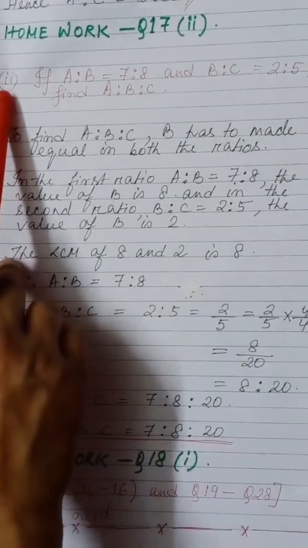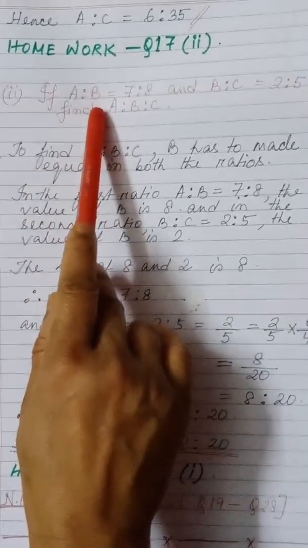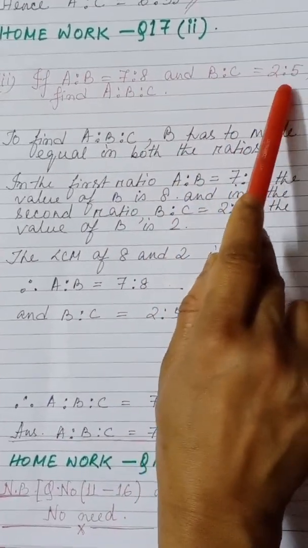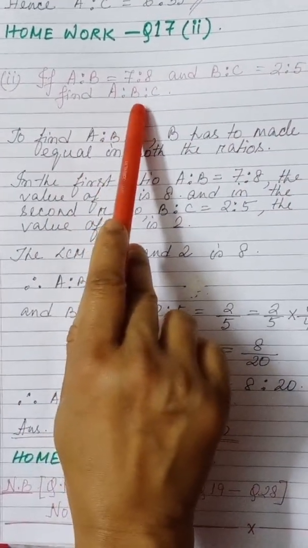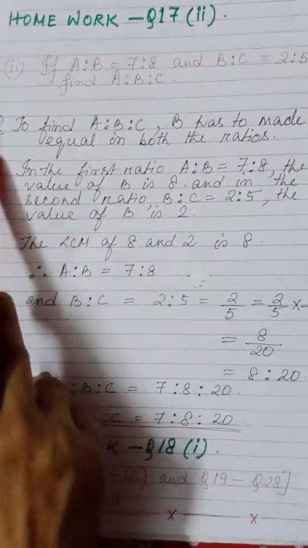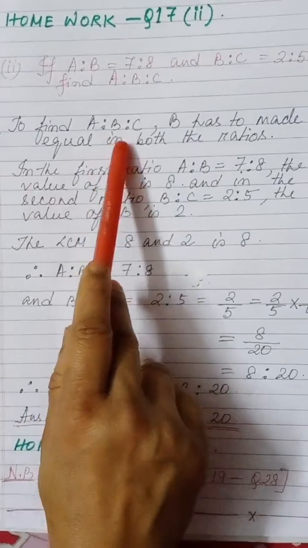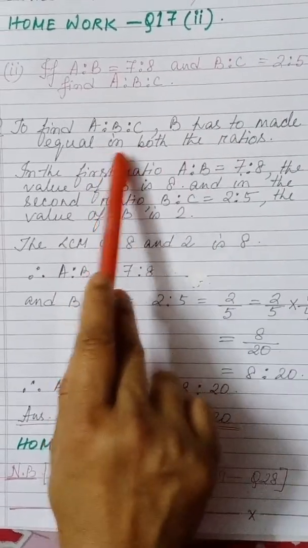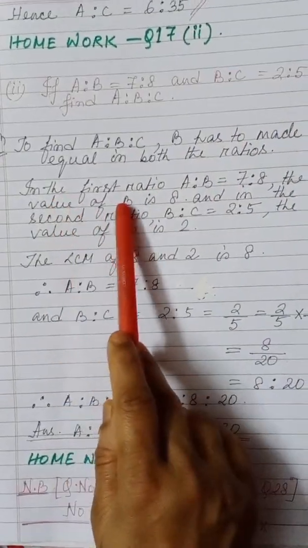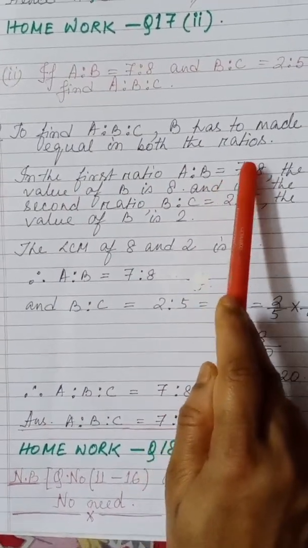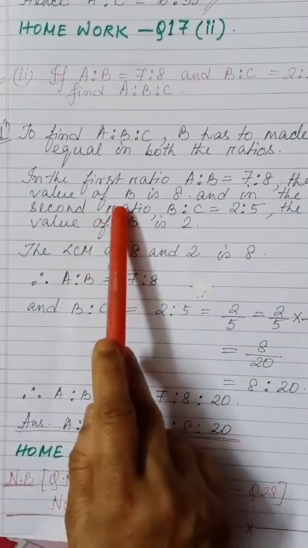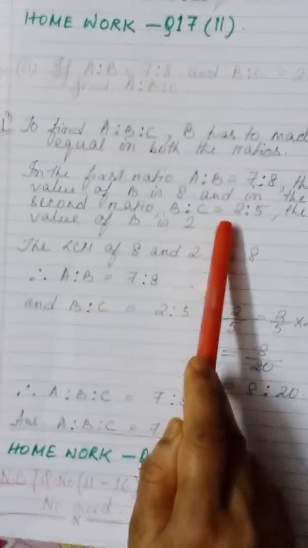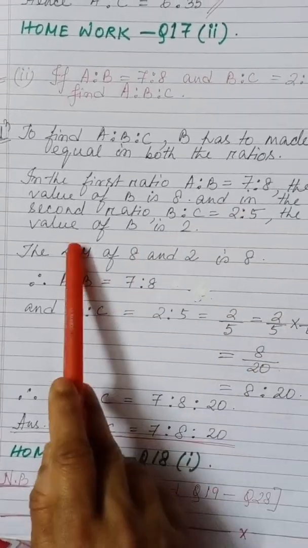Question number 18, Roman 2. If A is to B equal to 7 is to 8 and B is to C is equal to 2 is to 5, then find A is to B is to C. Now the solution. To find A is to B is to C, B has to be made equal in both the ratios. In the first ratio, A is to B equal to 7 is to 8, the value of B is 8. And in the second ratio, B is to C equal to 2 is to 5, the value of B is 2.